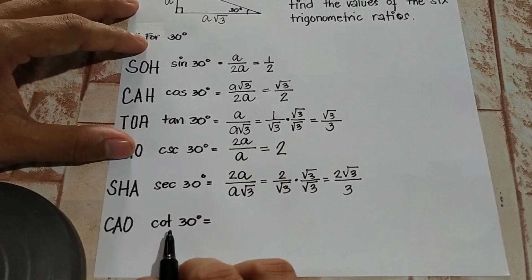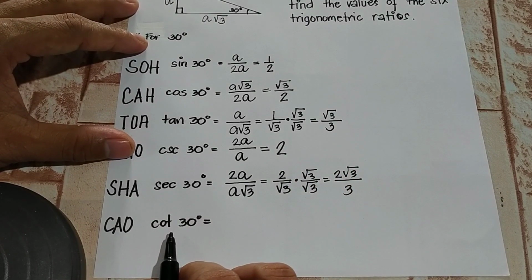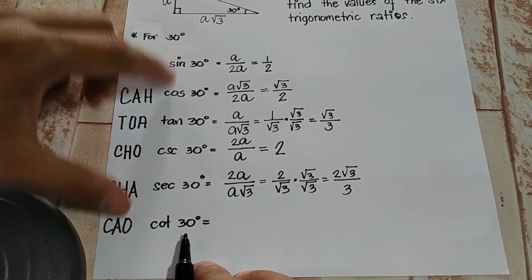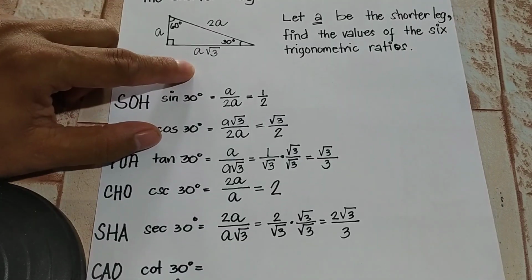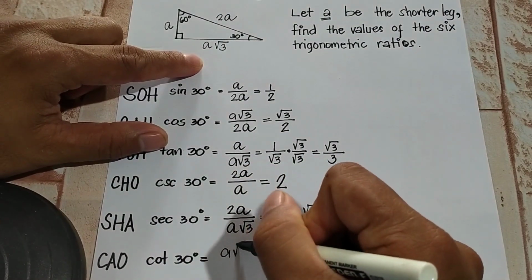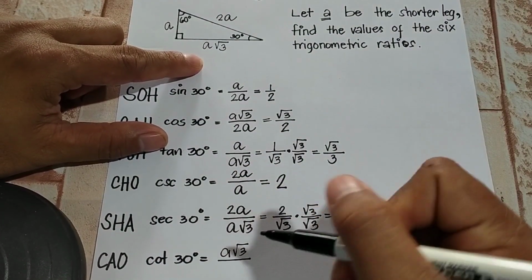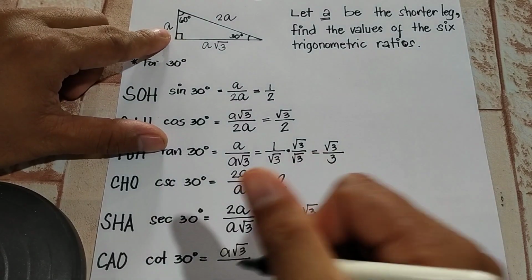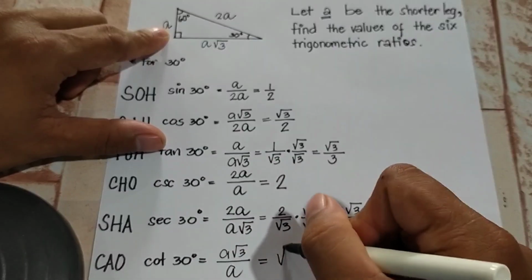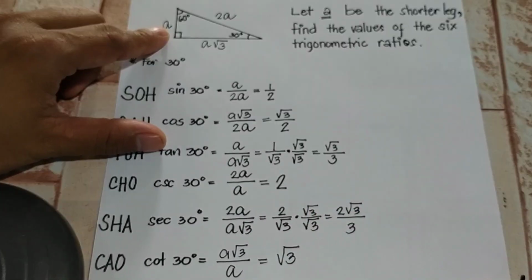And lastly, we have the cotangent 30 degrees. For cotangent 30 degrees, you have adjacent. In this illustration, that is A square root of 3, over the opposite, that's A. So the answer is only square root of 3.